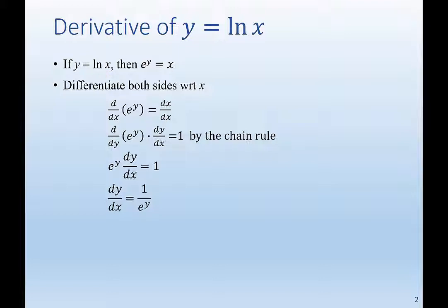And we get 1 on e to the y, and e to the y is equal to x. And so we can replace that with an x. So we end up with the derivative of the natural log of x is equal to 1 on x.